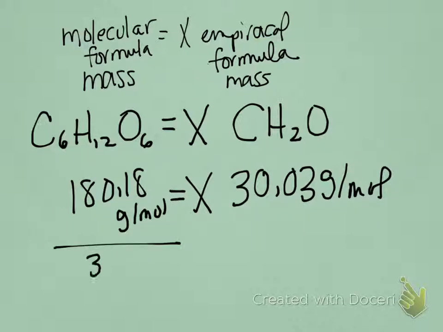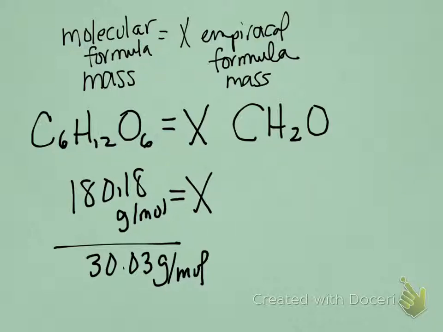Divide both sides by 30.03 grams per mole. That makes this go away. Cancel. What do you get? X equals? That's so weird! Pretty slick, isn't it? In essence, yes. In essence, yes. And we call it the whole number multiplier typically.